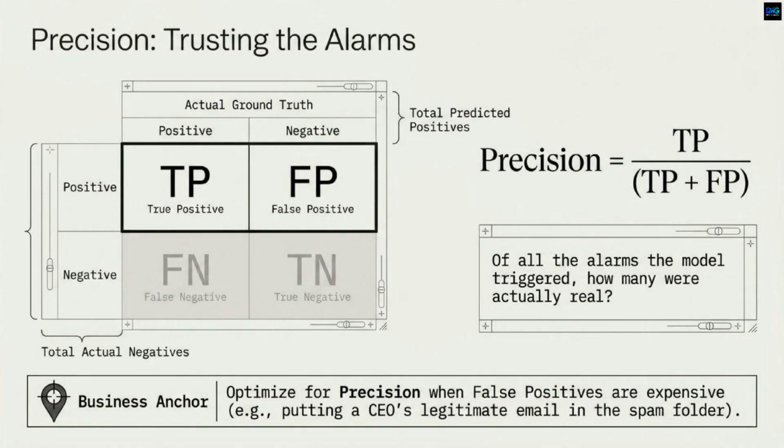Precision answers the question: when the model predicts positive, how much should we trust it? It is the ratio of true positives to all positive predictions. Use precision when your primary goal is to minimize false alarms, such as ensuring legitimate emails are not marked as spam.